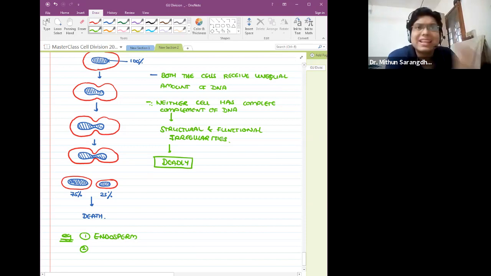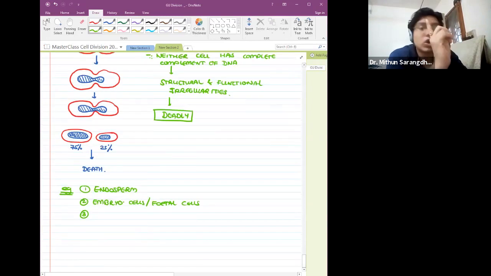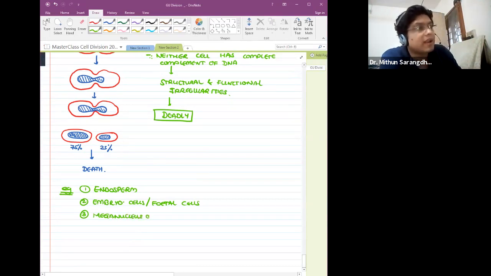Second, you are going to see this in some of your embryonal cells, when the embryo is dividing. So embryonal cells, or we can see this in your fetal cells as well. And the third thing, guys, is that you are also going to see this happening in the meganucleus of paramecium.